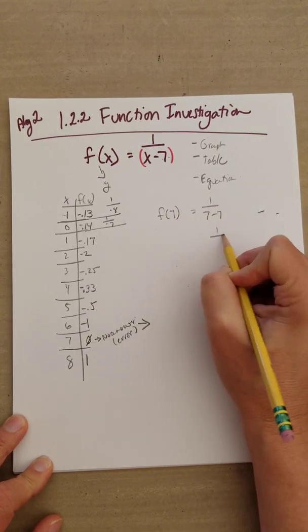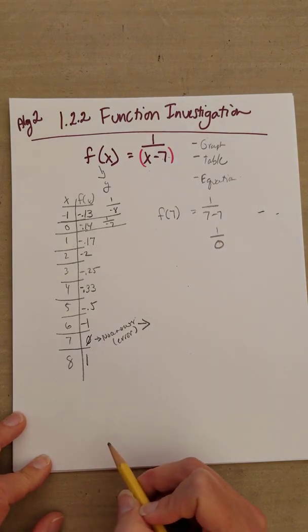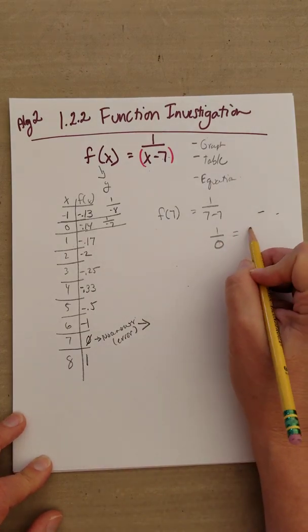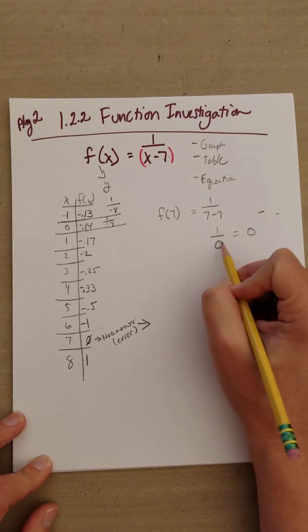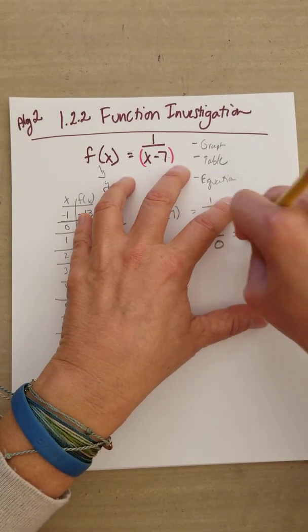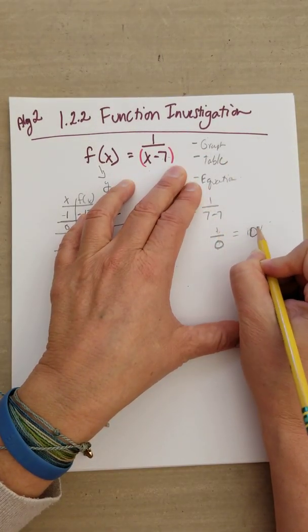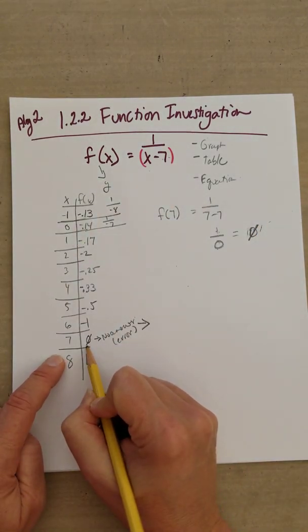Wouldn't that be 1 over 0? Okay, can you divide by 0? No, you can't. If you think that this equals 0, checking it, wouldn't 0 times 0 have to be 1? That doesn't work. If you thought that this was 1, wouldn't 1 times 0 have to be 1? It doesn't. So what we say is that's the empty set. There is no answer here.